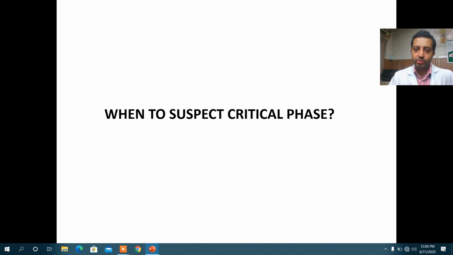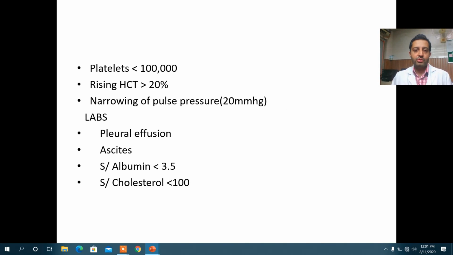So when to suspect this critical phase? As we have talked earlier, the critical phase may start after the fever has settled, but we have to see what the different parameters are that make us suspect this critical phase. As we have talked about, if the platelets are dropping below 1 lakh, suspect the critical phase.